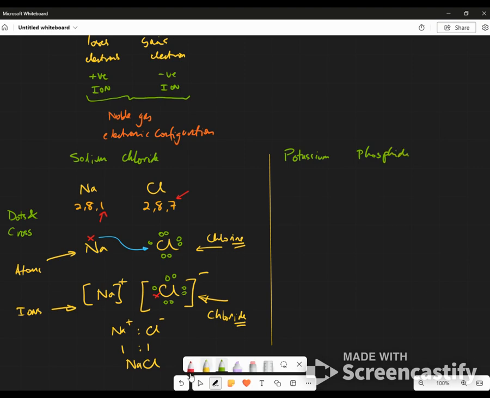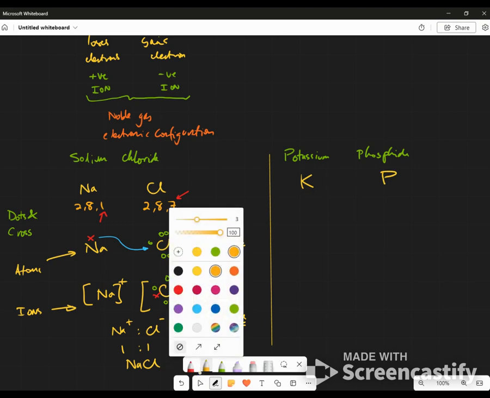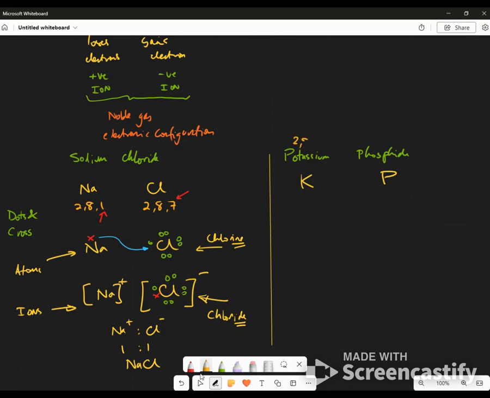Okay, so first of all, I'm going to draw the potassium, K, and then phosphide is P. Now, before I did that, I should have done the electron configurations. Potassium is 2, 8, 8, 1, phosphorus is 2, 8, 5, and I'm going to draw this. I am only going to draw the valence electrons, so the 1 in potassium and the 5 in phosphorus.